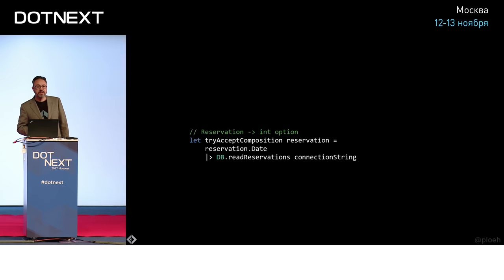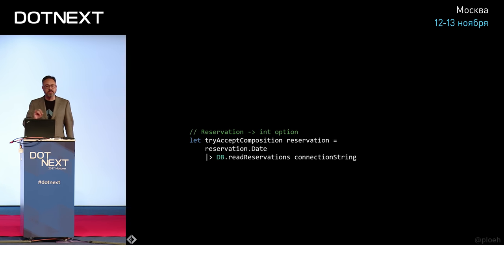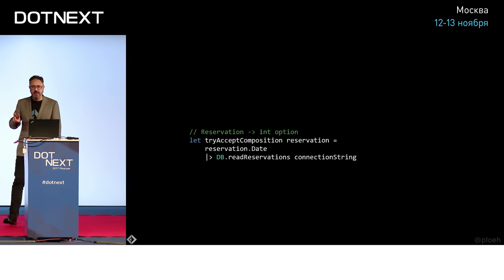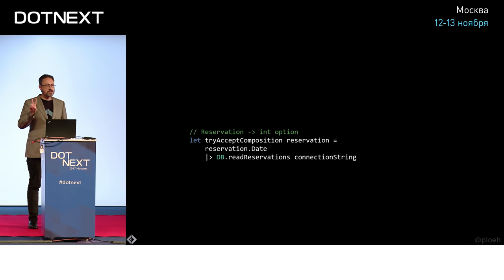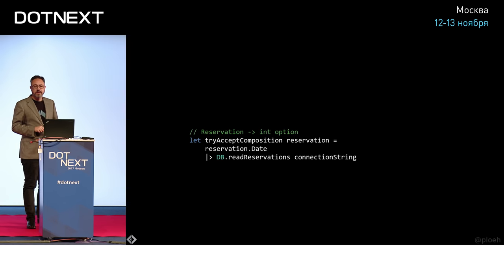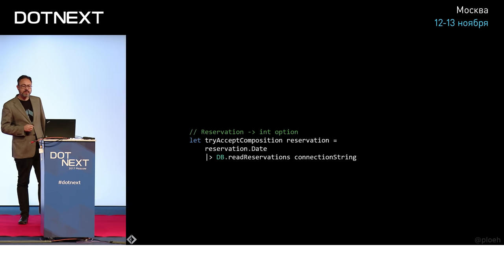I'll pipe the reservation date into db read reservations partially applied with a connection string. Now, this partially applied function is a function that takes a datetime offset value as input, but that's what we just piped to it, and then it returns a reservation list as output. So this whole expression returns a reservation list.